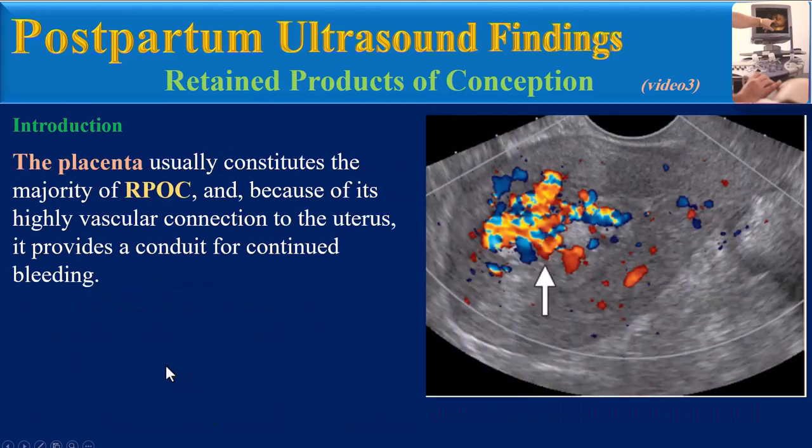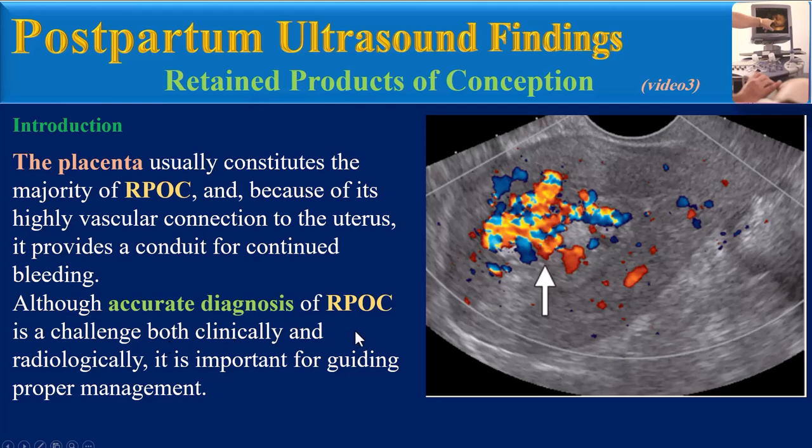The placenta usually constitutes the majority of RPOC, and because of its highly vascular connection to the uterus, it provides a conduit for continued bleeding. Although accurate diagnosis of RPOC is a challenge both clinically and radiologically, it's important for guiding proper management.